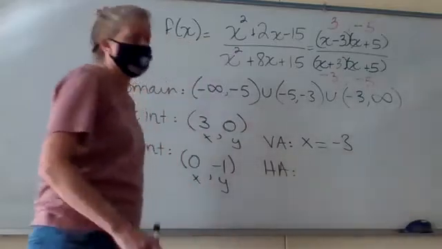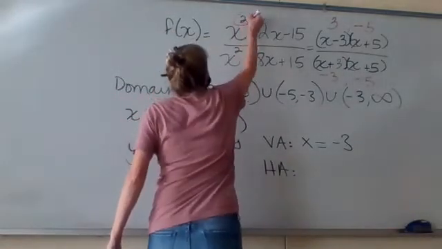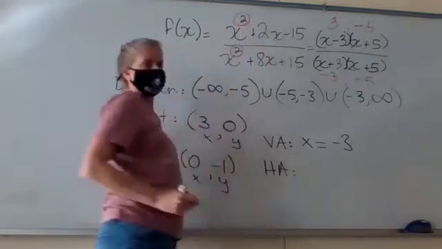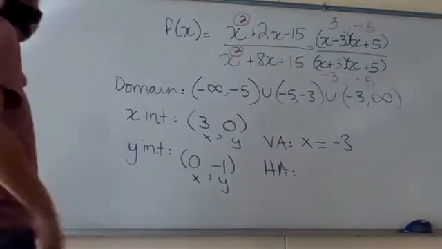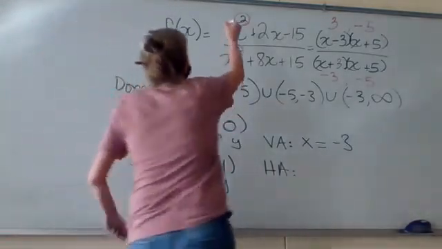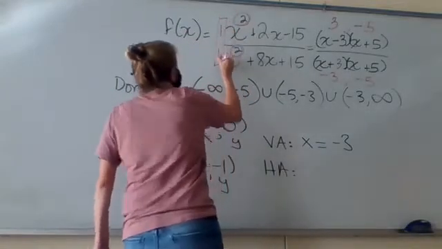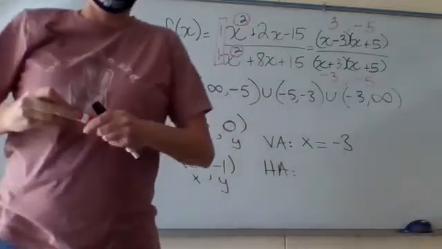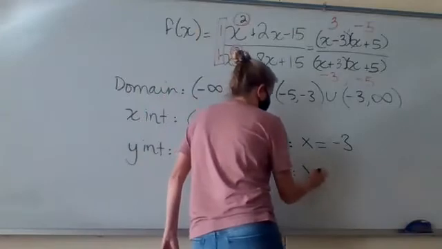The horizontal asymptote, remember where we're looking. We're looking at the degree of the numerator compared to the degree of the denominator. Since they're both x squared, they're the same. When they're the same, what do you look at? Their leading coefficients, 1 over 1 in this case. So my horizontal asymptote is at y equals 1.